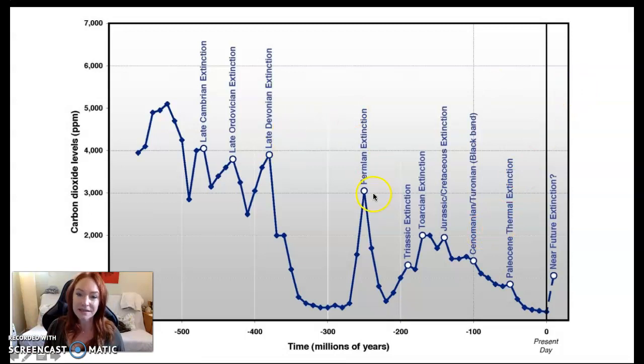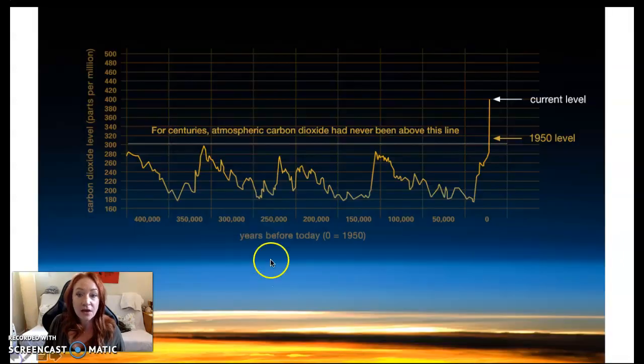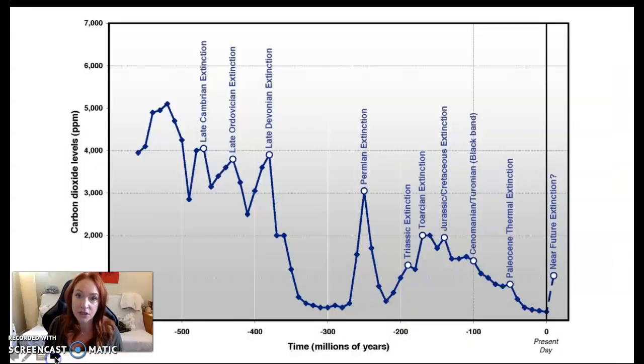These spikes right here were all spikes in carbon dioxide, again, caused by asteroid strikes and or global geologic volcanic events. This trajectory here is only going to continue to go up unless we change what we're doing, and that's the struggle. That's the problem we're having right now: how do we get this to come back down? That's up to us. We are the only ones that can change that.